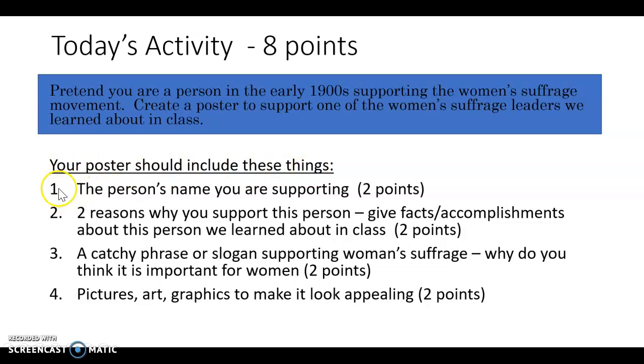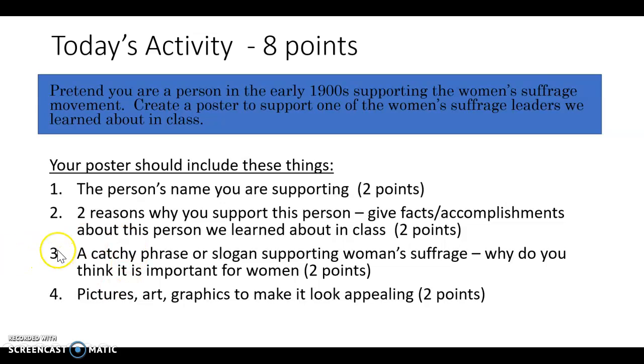First of all, the person's name that you're supporting. Make sure it's big enough that you know that that's who it's about. Number two, reasons why you support this person. You can include facts about them that would be appealing. Some of their accomplishments, what have they done, why are they a good person to support, any interesting facts about them that we learned in class.